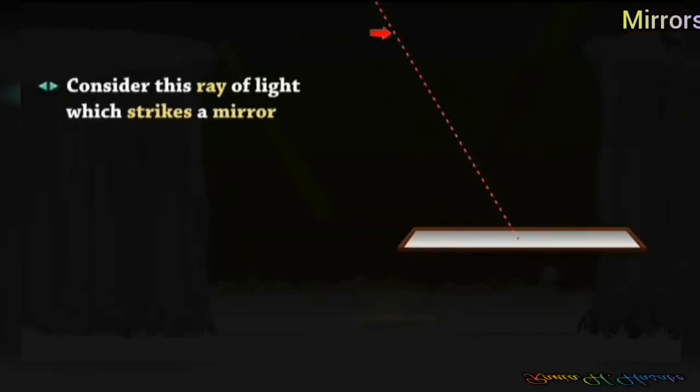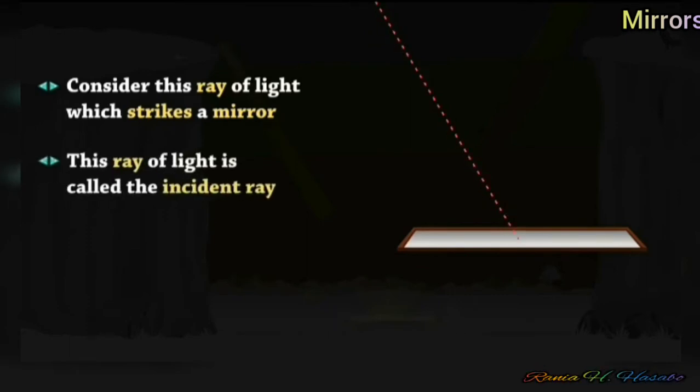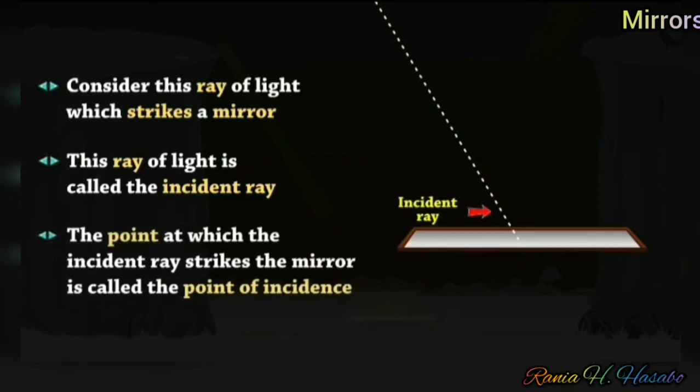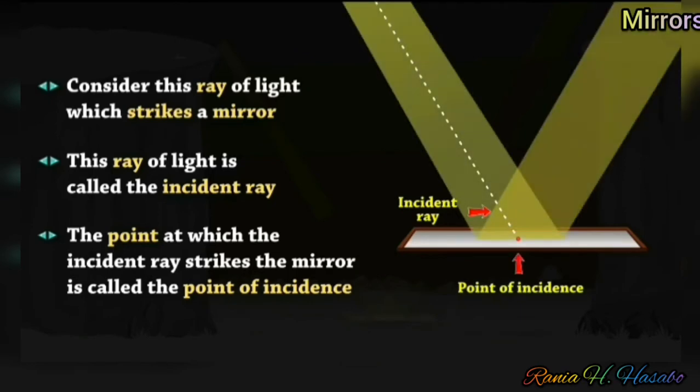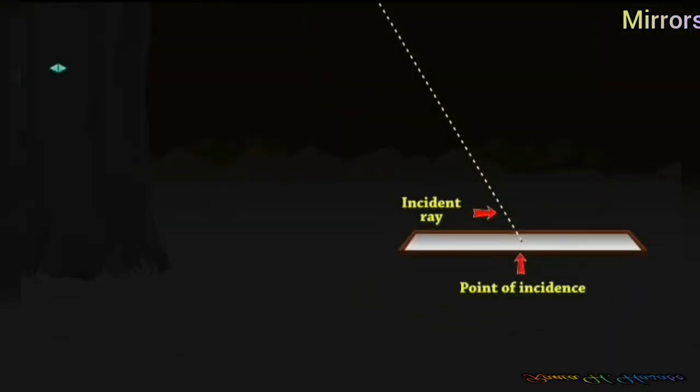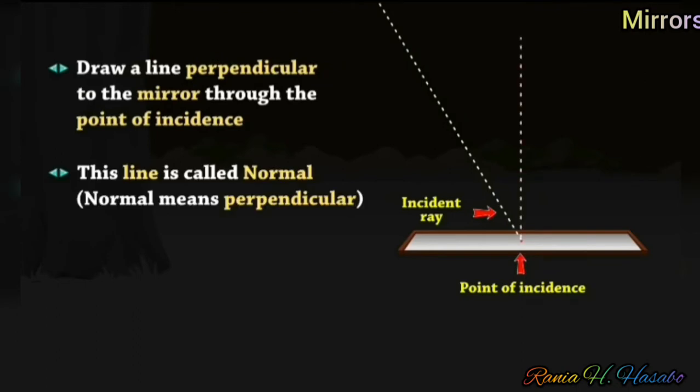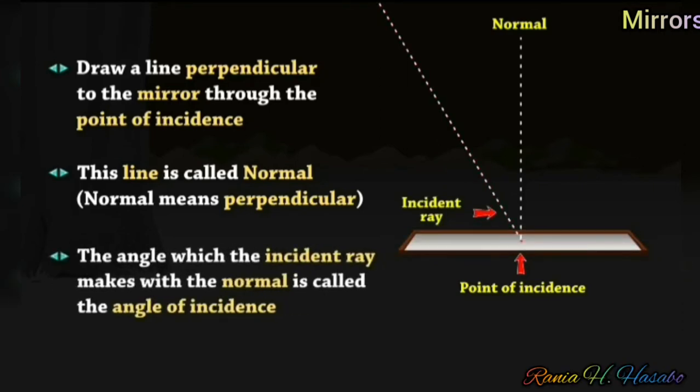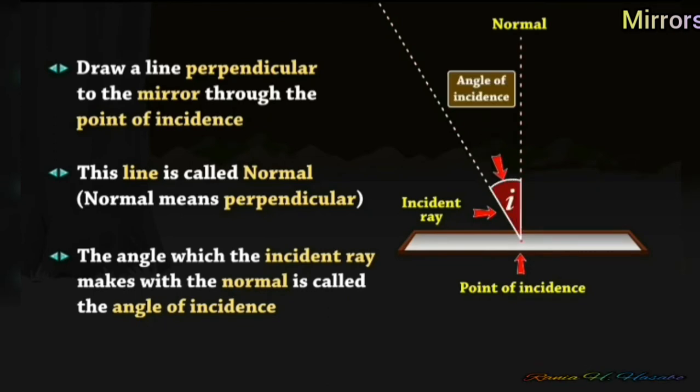Consider this ray of light which strikes a mirror. This ray of light is called the incident ray. The point at which the incident ray strikes the mirror is called the point of incidence. Draw a line perpendicular to the mirror through the point of incidence. This line is called the normal. The angle which the incident ray makes with the normal is called the angle of incidence.